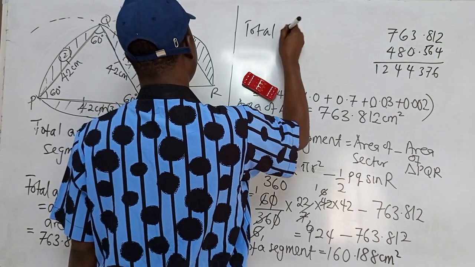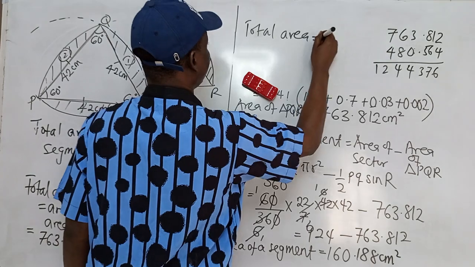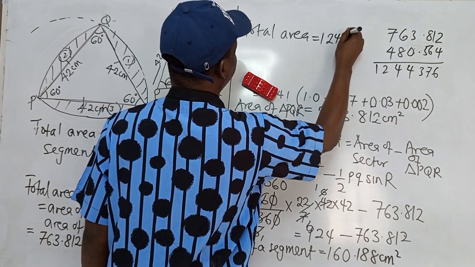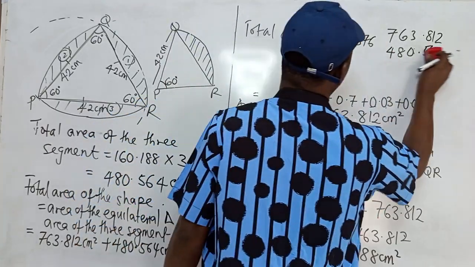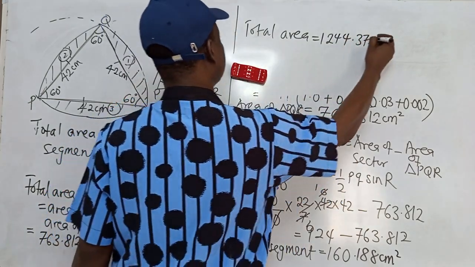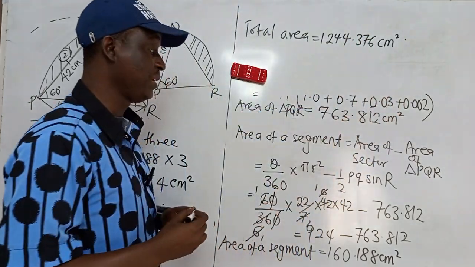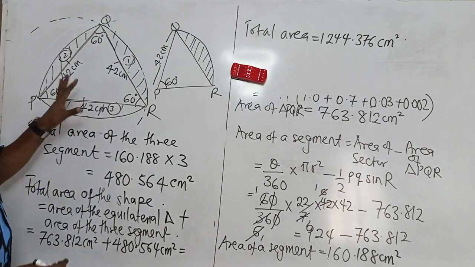So our final answer: the total area is equal to 1244.376 centimeters squared. So that will be our final answer for this problem.